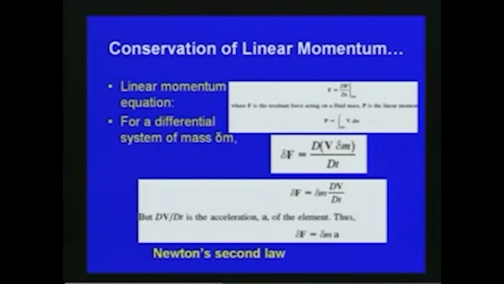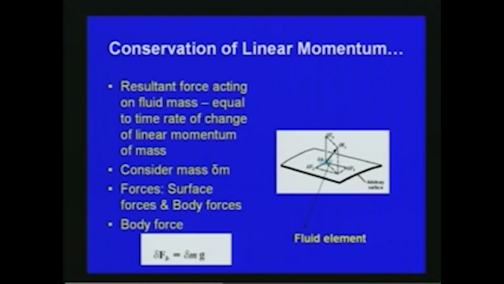So with respect to the conservation of linear momentum, in the previous slide we have already seen that delta F which we derived is equal to d by dt of V delta m, or delta F is equal to delta m into dV by dt. Again that comes as mass into acceleration, Newton's second law, delta m into a. From this we can consider the resultant force acting on the fluid mass, as shown in this figure, to be equal to the time rate of change of linear momentum of the mass.